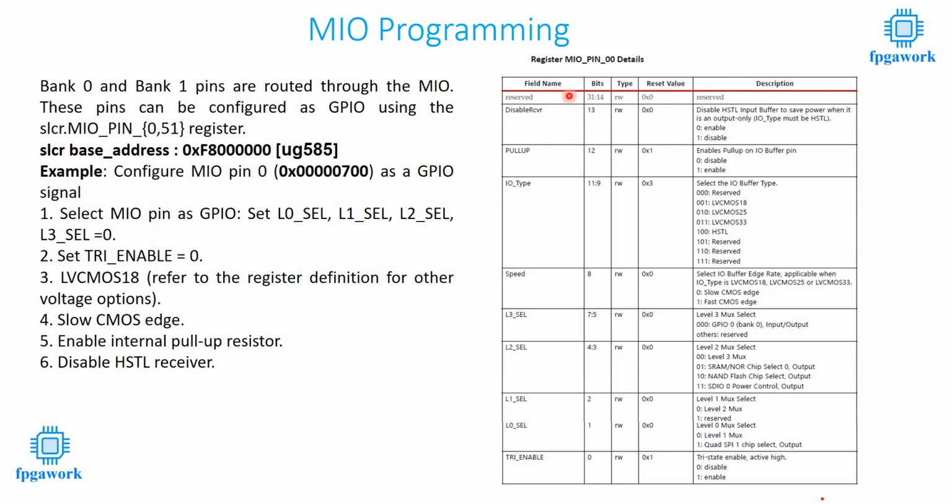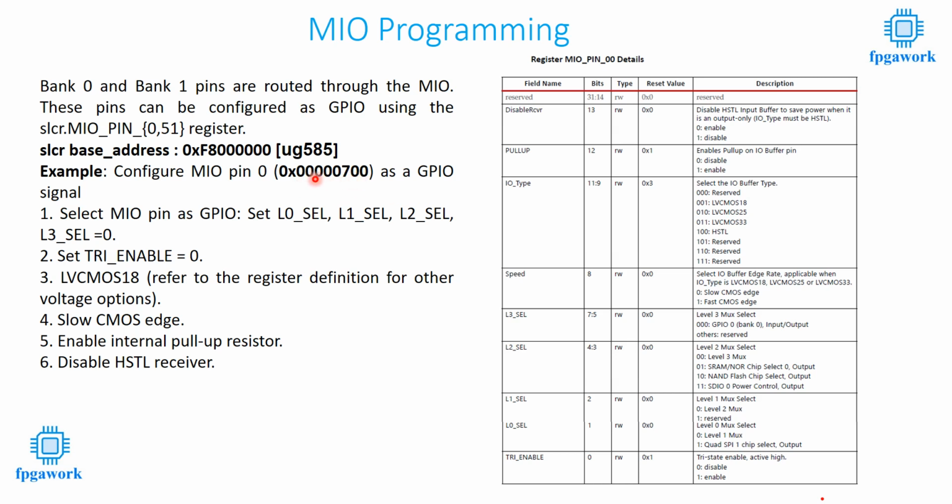As I mentioned, each MIO pin, which are 54 in total, has a register for each pin. For example, I have taken MIO pin 0. This is for pin 0 configuration. This is a 32-bit register. Again, it is taken from UG 585. This is the 32-bit address of this pin: 00000700.